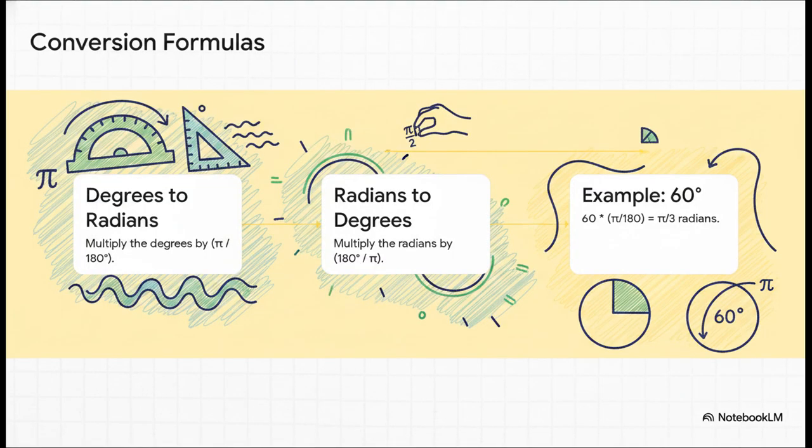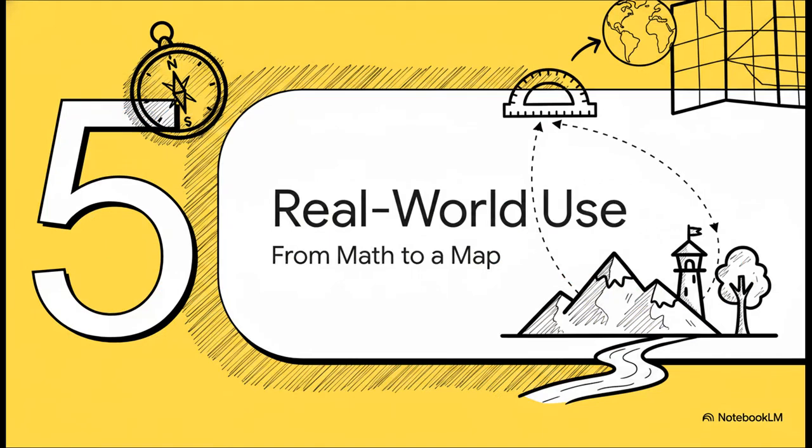So the actual conversion is pretty easy. To go from degrees to radians, you just multiply by pi over 180. Want to go the other way, from radians back to degrees? Just flip that fraction over and multiply by 180 over pi. So let's take a common one, like 60 degrees. Do the math, and bam, you get pi over 3 radians. Same turn, different name.